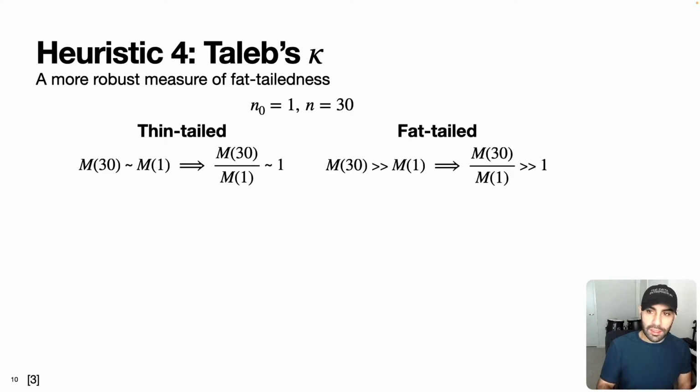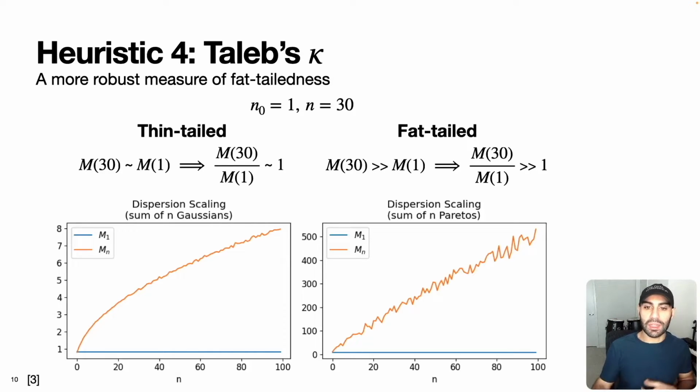On the other hand, if you're working with fat-tailed data, M30 is going to be much larger than M1, which implies that the ratio is going to be much greater than 1. This is illustrated by these plots here, where on the left, we're seeing how the mean absolute deviation scales with increasing number of subsamples. On the left, we have the sum of n Gaussians, and on the right, we have the sum of n Paretos.